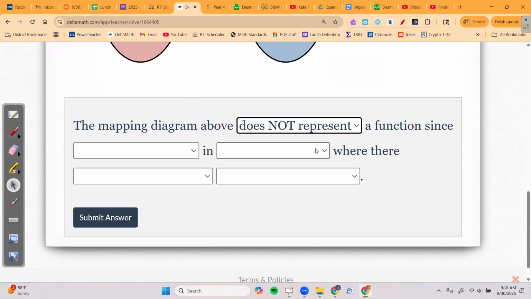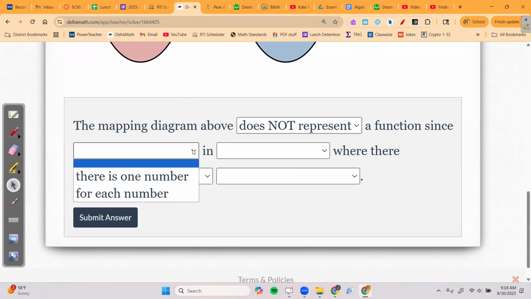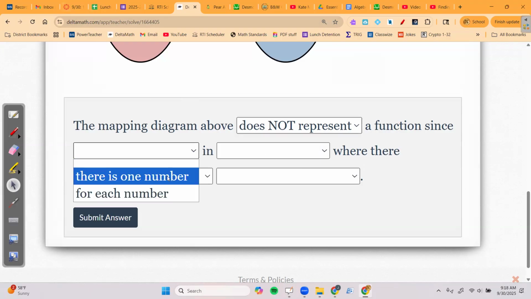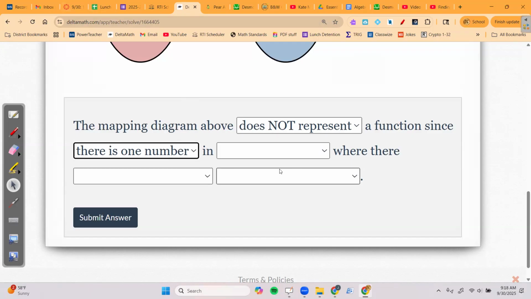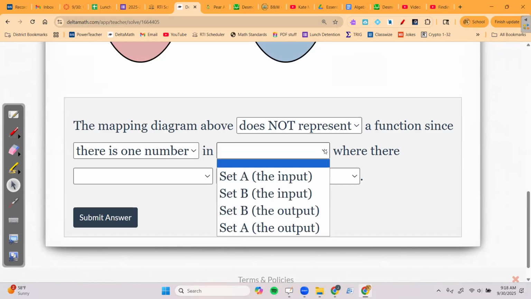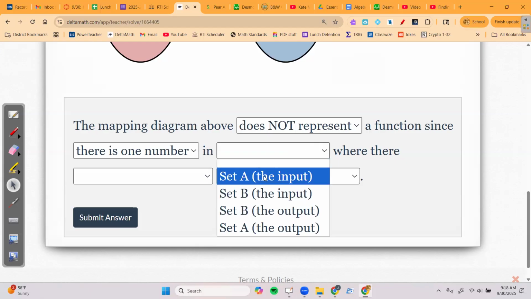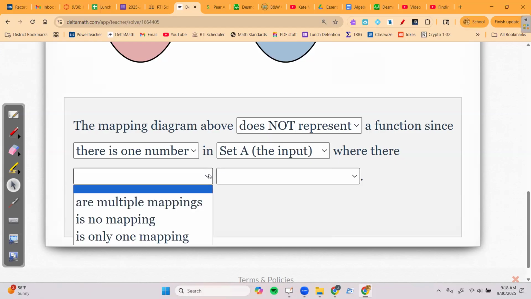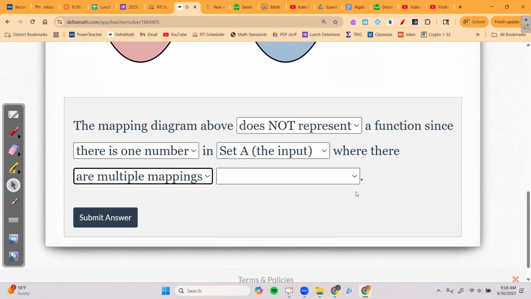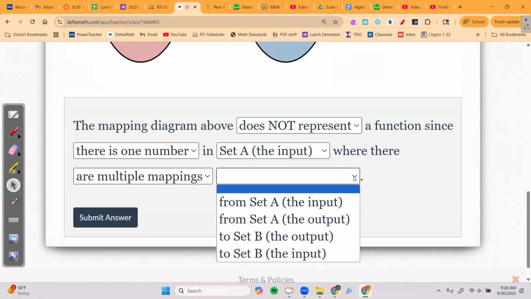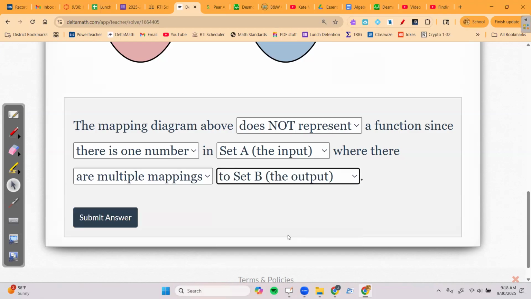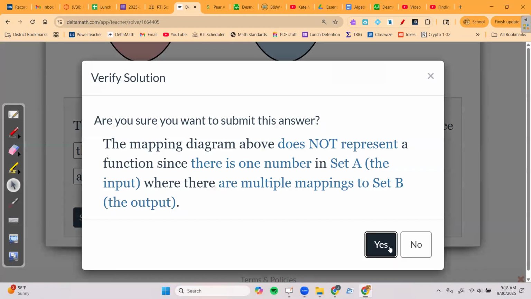Now you need to understand what you're saying, or these questions will never make sense. So here it goes. The mapping diagram above does not represent a function since there is one number in the input set A where there are multiple mappings to set B, the output. Do you see that? Don't worry, we're gonna do this again.